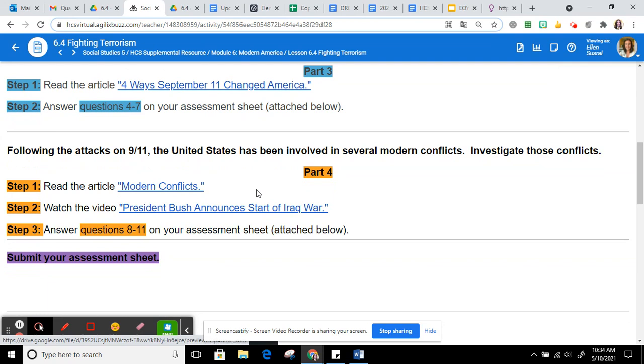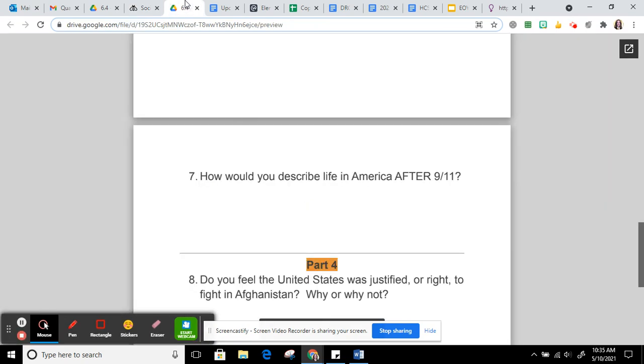Following the attacks on 9/11, the United States has been involved in several modern conflicts. Investigate those conflicts. Step 1, you're going to read the article, Modern Conflicts. Step 2, you're going to watch the video, President Bush announces the start of Iraq War. And then you're going to answer questions 8 through 11.